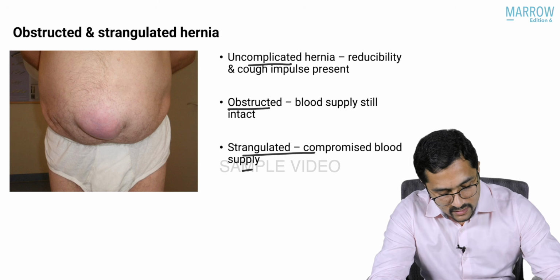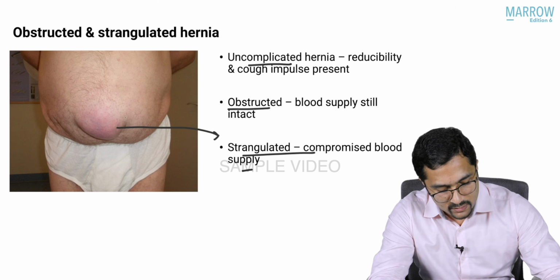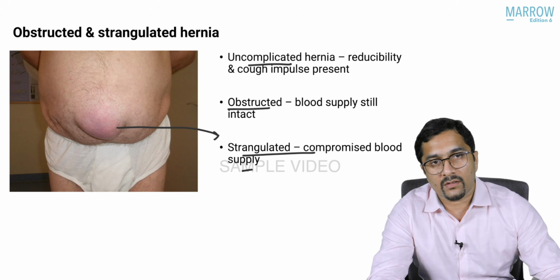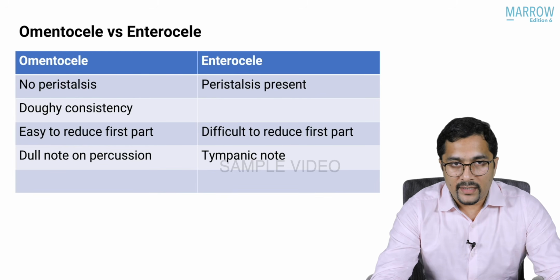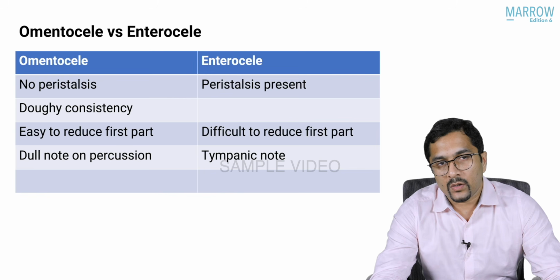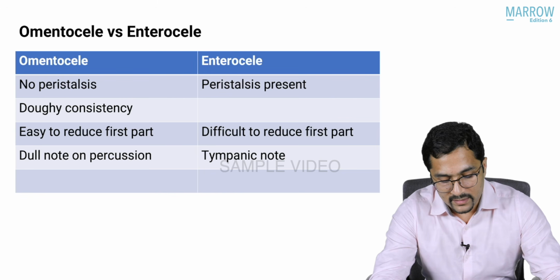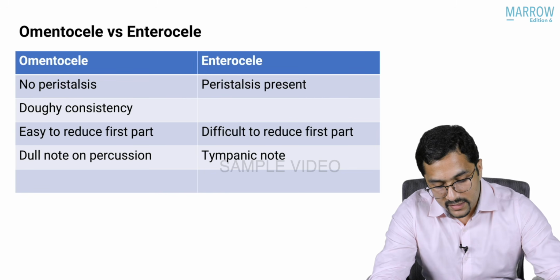In a strangulated hernia, you can get skin changes as well. You can see that the skin overlying the hernia will also appear inflamed. With regards to the content of the hernia, the two main contents are omentocele and enterocele. Omentocele is if omentum is the content, enterocele is if bowel is the content.